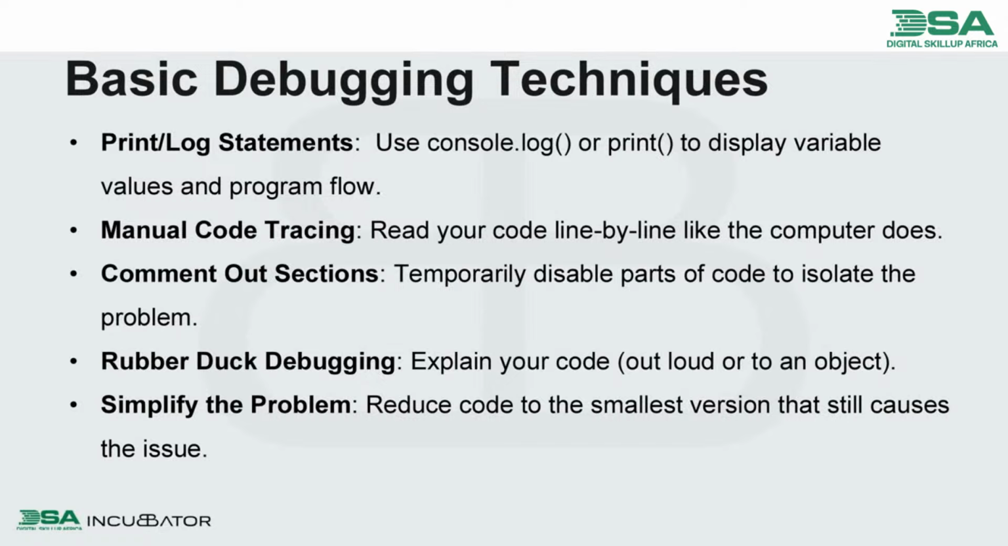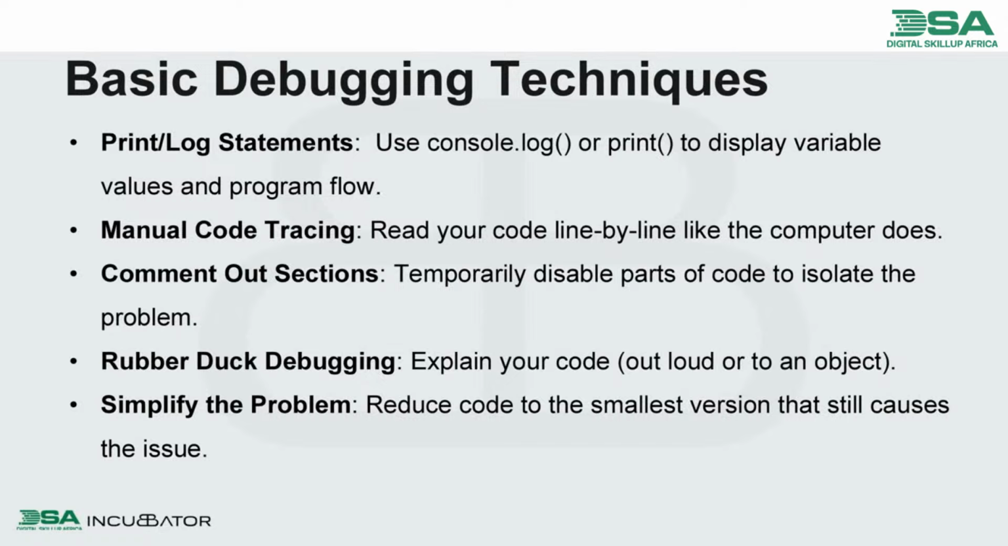So the next thing is simplifying the problem, reducing the code to the smallest version that causes the issue. So imagine you are writing a function to do something. The moment you notice that it is getting too long and it will be hard to maintain, you should be looking at ways to break it. How can you break it so that it can be easy to debug?